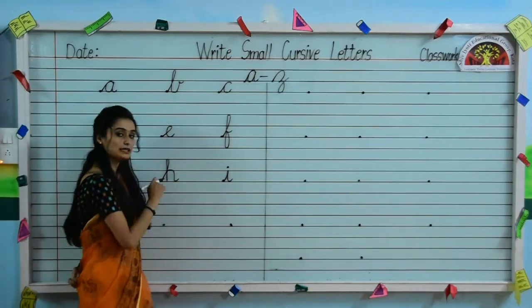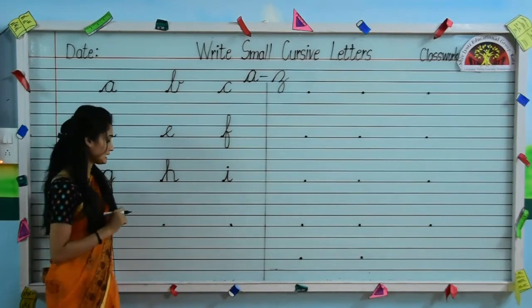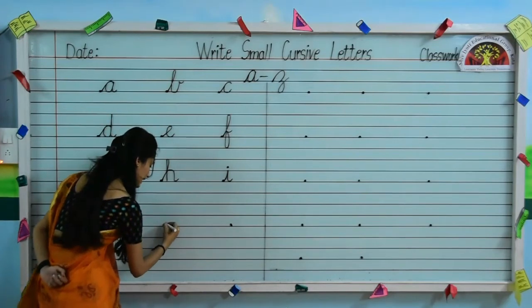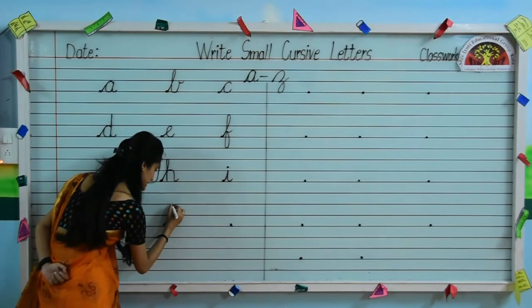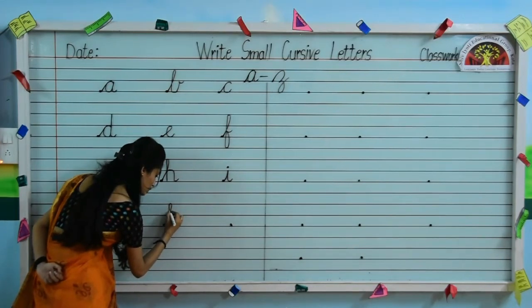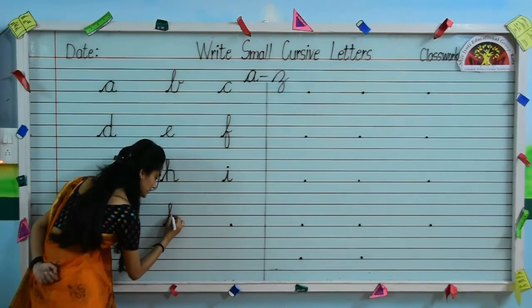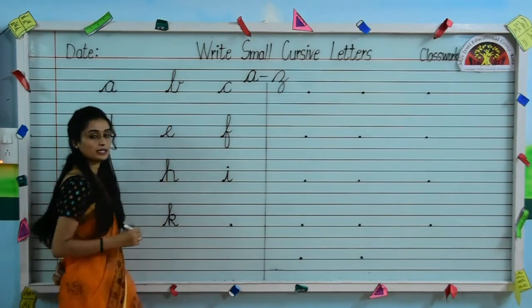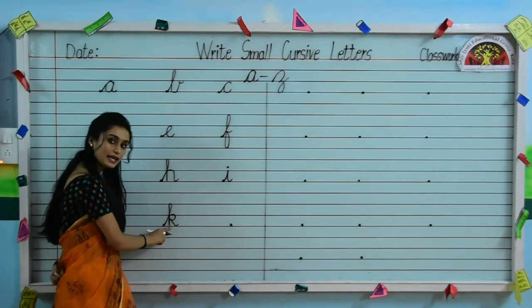Now come on the next dot. What comes after J, kids? After J, the next letter is K. So from the dot, go up, make a slanting line, make a loop, come down, again go back till the second line, curve, then a slanting line and out like this. This way you have to write letter K.